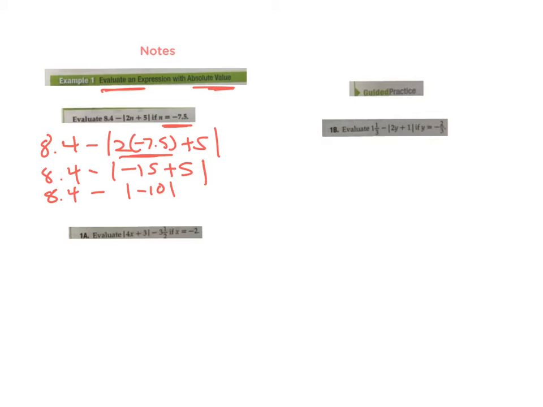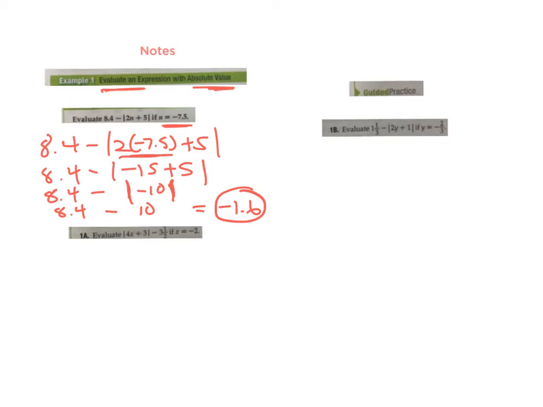And now I have to understand what absolute value signs mean. They mean anything inside of them becomes positive. So this negative 10 has actually become a positive 10. But it's still being subtracted from 8.4. And when we do that, we're going to get negative 1.6. So we've evaluated by substituting in the variable.